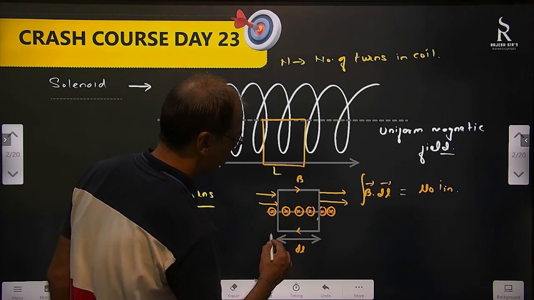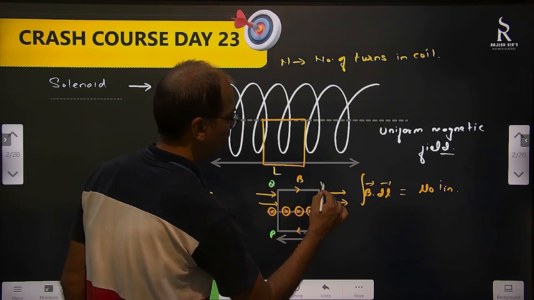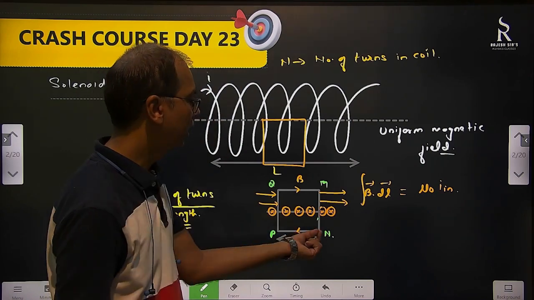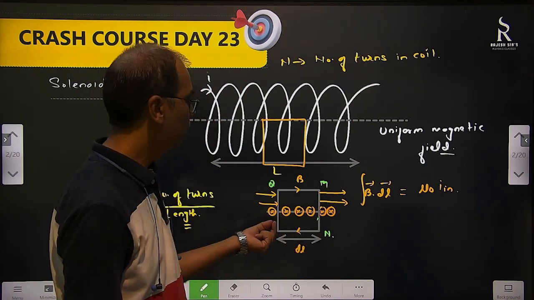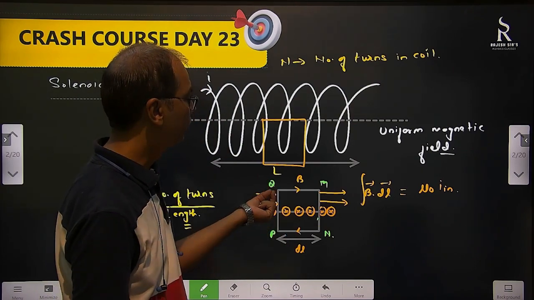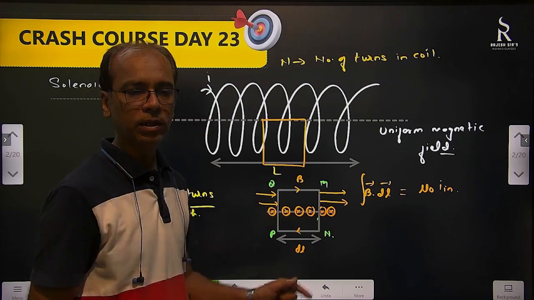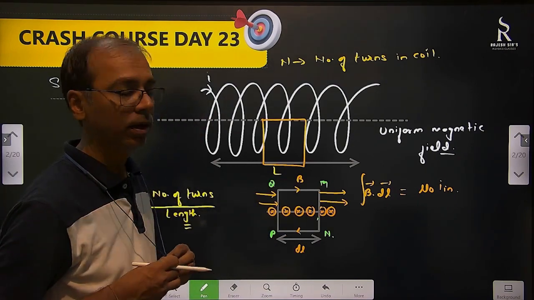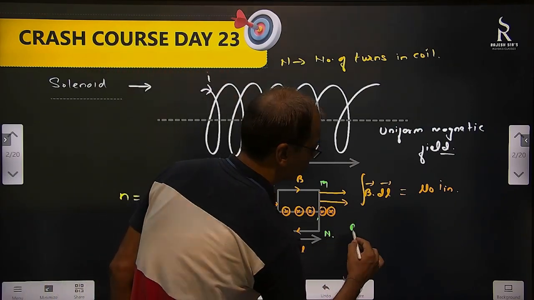Suppose I am going to take this as P, this is Q, this is M, and this is N. So B dot dl we'll write for NP, then B dot dl for PQ, B dot dl for QM, B dot dl for MN. Like this we write B dot dl for entire loop, for every segment separately.